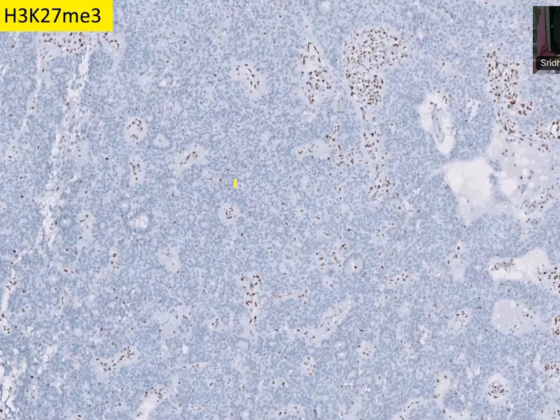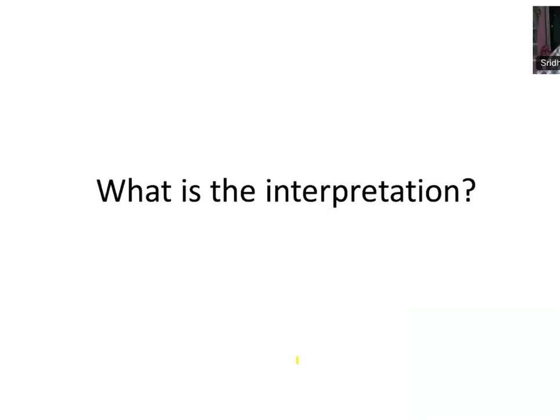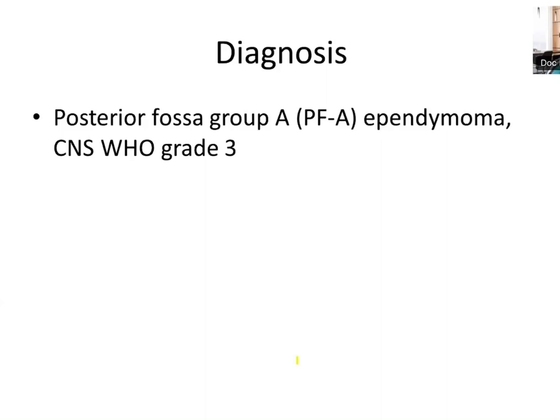Now you need to classify this as a PFA type or PFB type. When you want to come to PFA or PFB, the markers you use are H3K27me3 and EZHIP. You did H3K27me3, which shows loss, telling you that it is likely to be group A type, and this is EZHIP. It's a nuclear marker, which shows overexpression. Both EZHIP is positive and H3K27me3 is lost. So what's your diagnosis? Sir, integrated diagnosis will be ependymal tumor, posterior fossa group A.